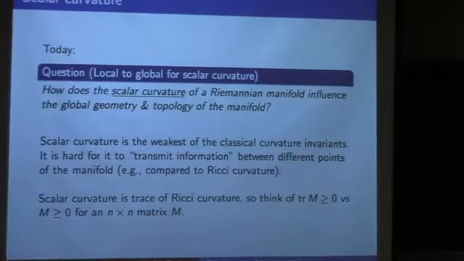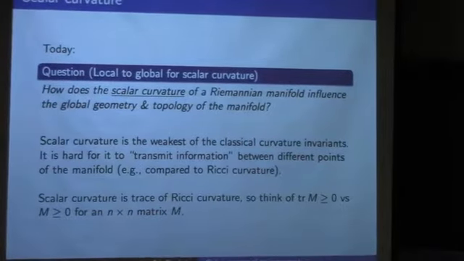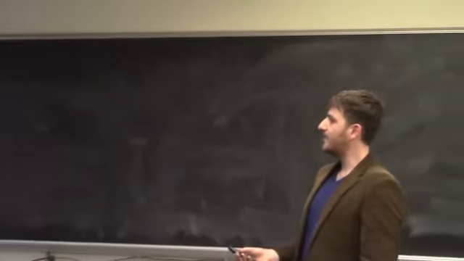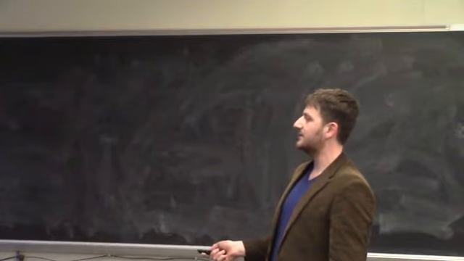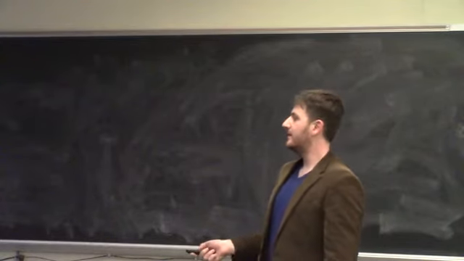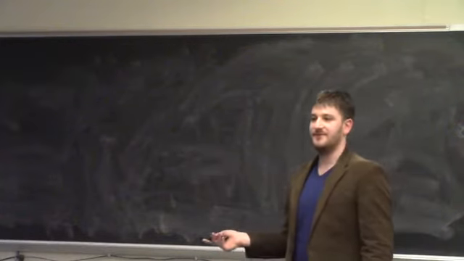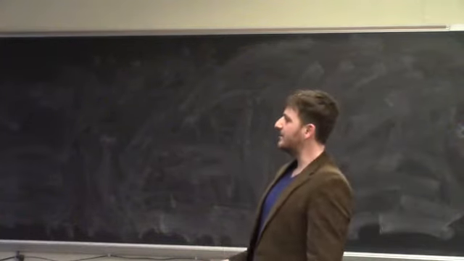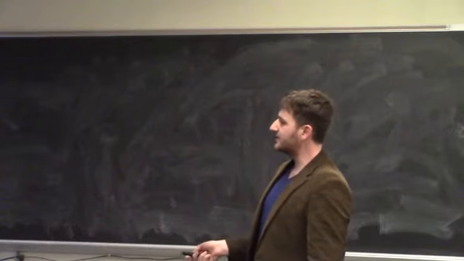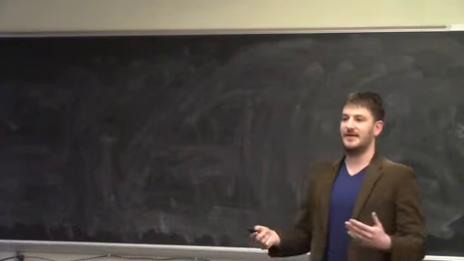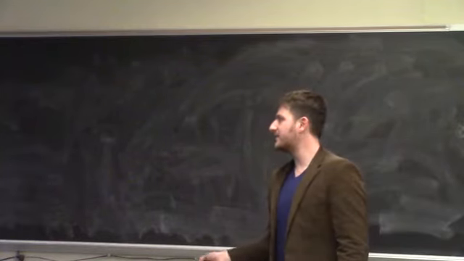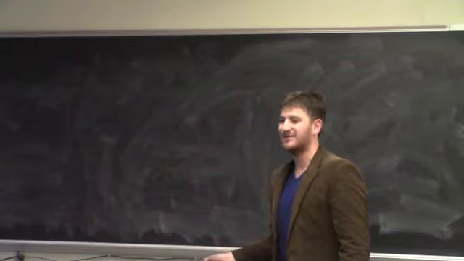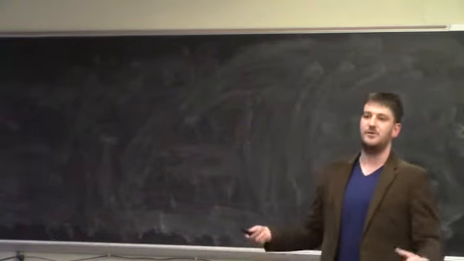Scalar curvature is the weakest curvature invariant you can write down. And so I'm going to go back and forth between comparison with Ricci curvature versus scalar curvature. It may not be very useful if you don't have some feeling about what Ricci curvature is, but you can think of Ricci curvature as a matrix quantity. So we're going to think about assuming something about the trace of a matrix versus positivity of the whole matrix.